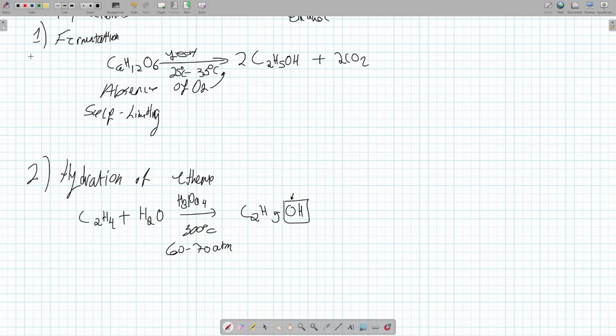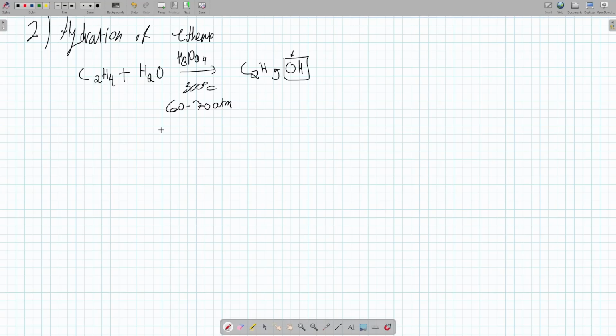Okay, since I didn't mention it before, to do cracking, the way it works is you have a long chain alkane, which just breaks down into basically a shorter chain alkane, plus what do you get? An alkene. And sometimes you get hydrogen gas, but we don't care about that.